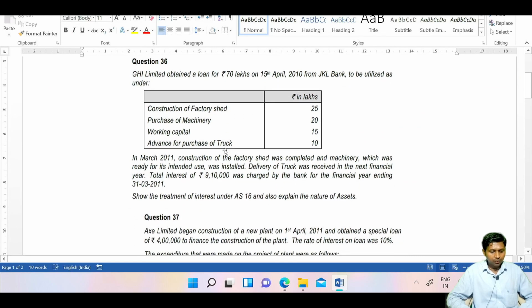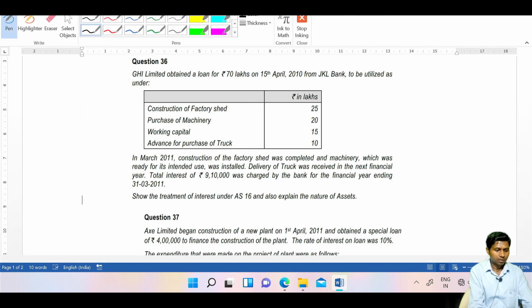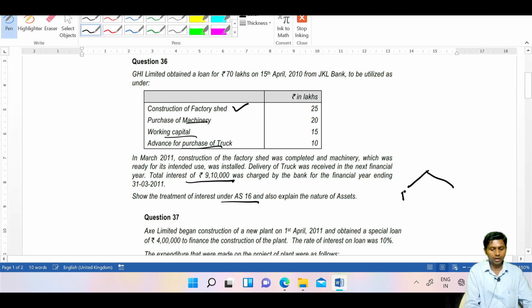Now here we have one company. In this company we have taken a loan, 70 lakhs rupees loan, and then we use this loan for what? We use it for construction of a factory shed, purchase of machinery, working capital, and advance for a truck. Now what they are saying: total interest is this much, and then treatment under AS 16, how much to charge to profit and loss and how much to capitalize. Okay, now construction of factory shed.